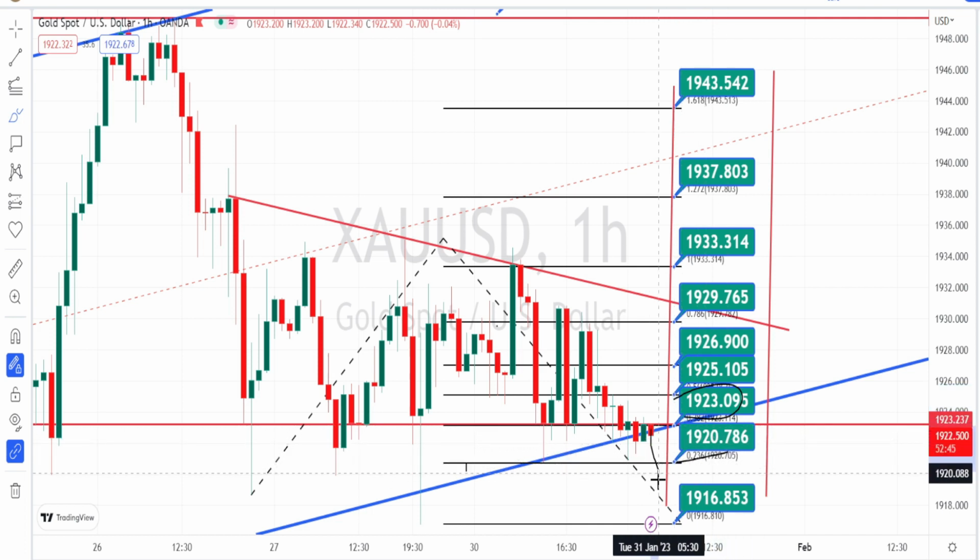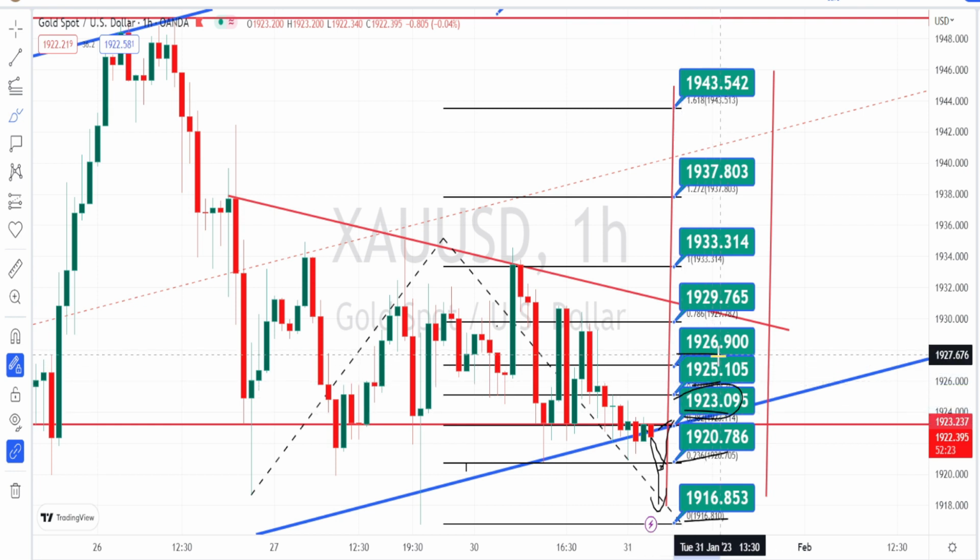Once the price action breaks the support level of 1920, the next level of support is going to be around 1916. And if the price action takes support on this support level of 1920 and bounces back on the bullish side retracement, the immediate resistance is going to be around 1923, 1925, 1926, 1929, 1933, 1937 and 1943. It will be the bounce back on the bullish side trend reversal.